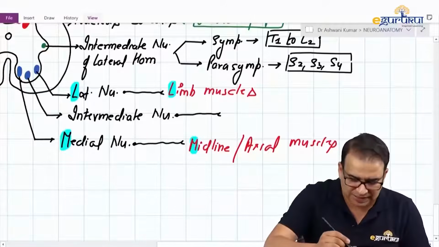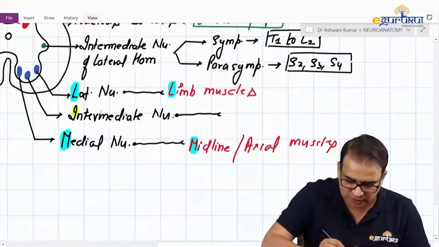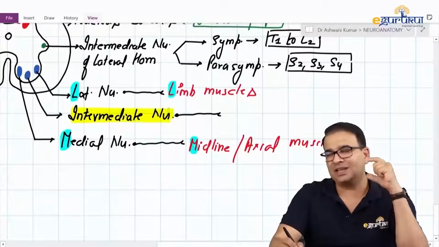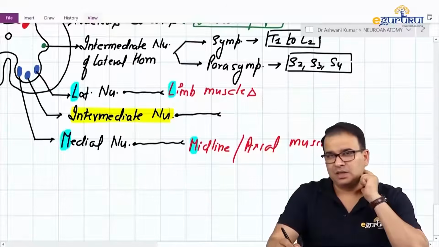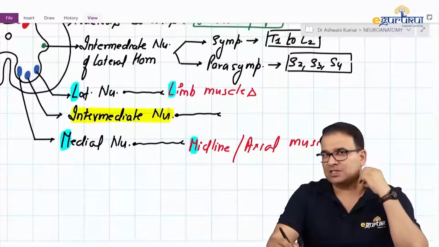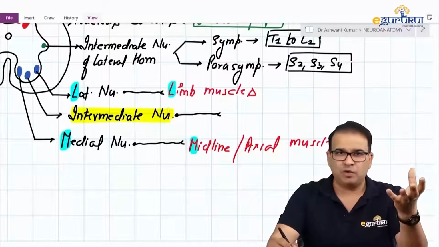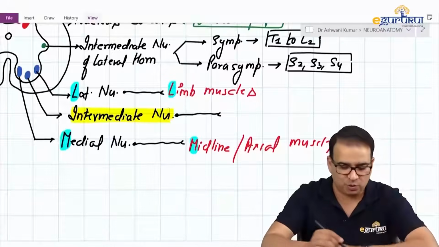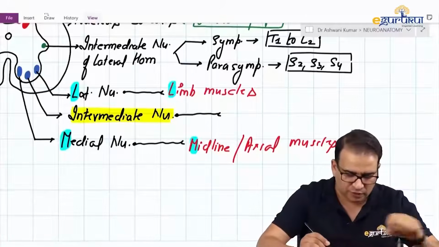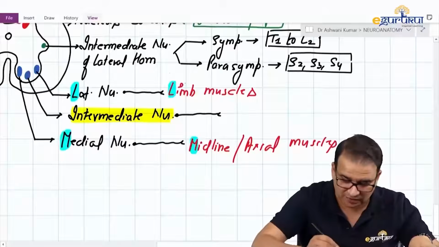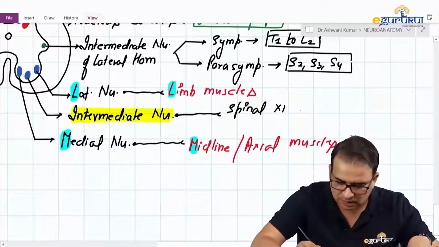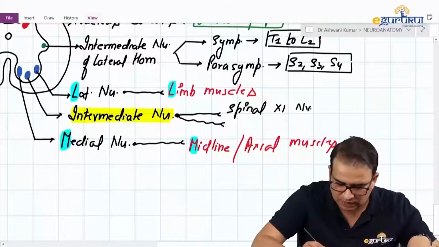And think about this intermediate nucleus, guys. First of all, it is not present everywhere. You will only see the intermediate nucleus in the cervical region. That means the nerves having origin in the cervical region can come out from the intermediate nucleus. You will see 2 important nerves emerging from the intermediate nucleus. One of them is the spinal accessory nerve. I hope you remember this one. And the other one is the phrenic nerve.